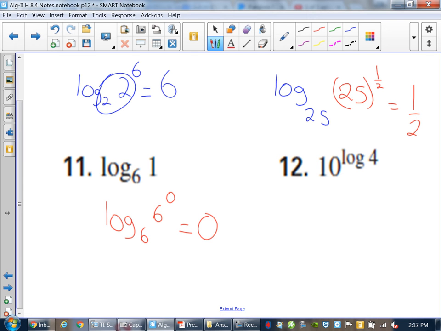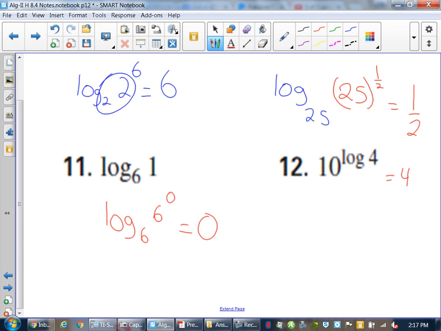Pretty much. Now look at this one. You have 10 to the log of 4. What's the base of the log that you don't see? 10. Are those two bases the same? Yeah. What's your answer? 4. Are the bases the same? The exponent drops.